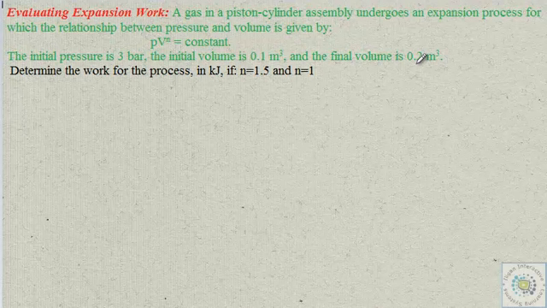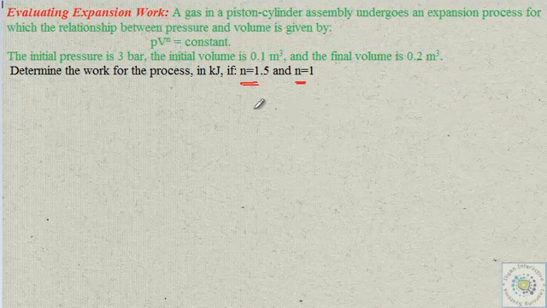And we are asked here to determine the work for the process in kilojoules if n is equal to 1.5, and the other one if n is equal to 1. Essentially, PV^n is a constant is what we call a polytropic process, and a special case is if n is equal to gamma, which is simply Cp over Cv, normally for air and other diatomic gases, equal to 1.4. We call that process, PV^1.4 equal to a constant, isentropic. This happens during an adiabatic reversible process. But anyway, in this case, we are trying to solve for n equal to 1.5 and n equal to 1.